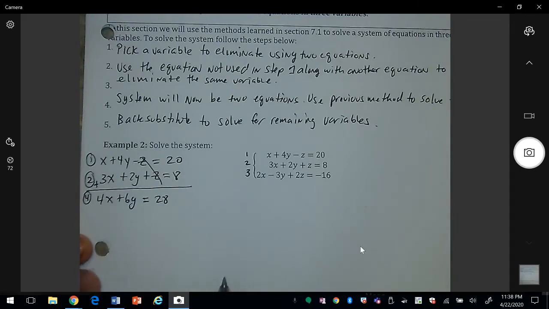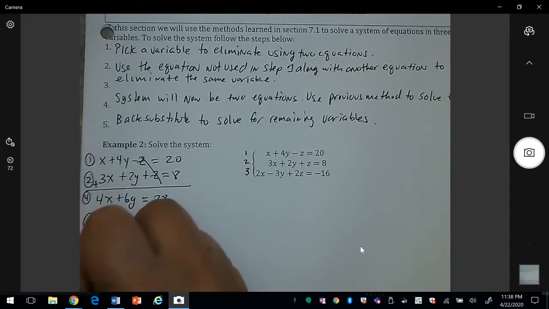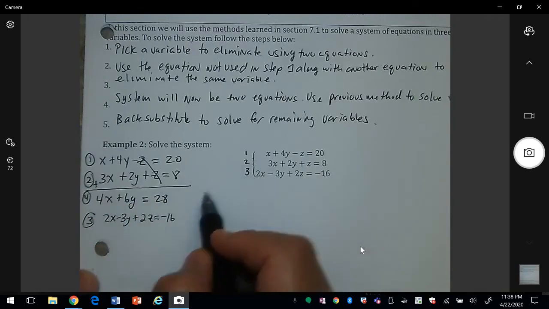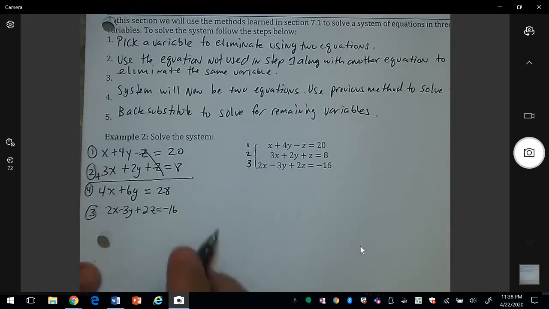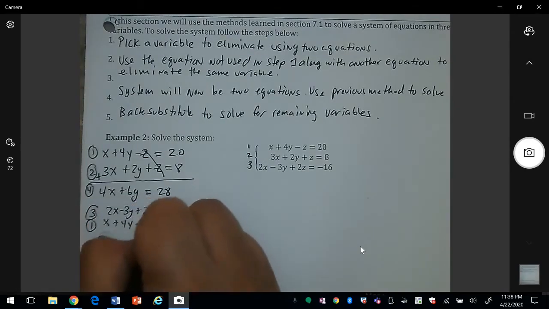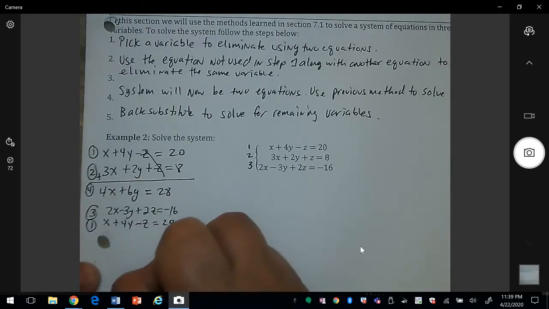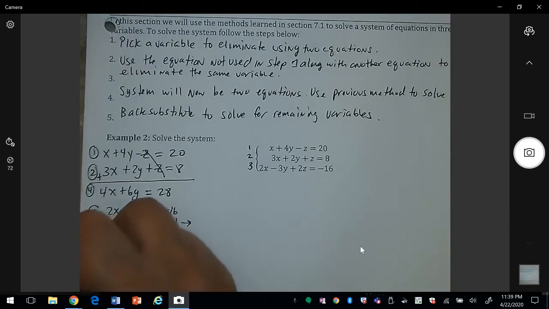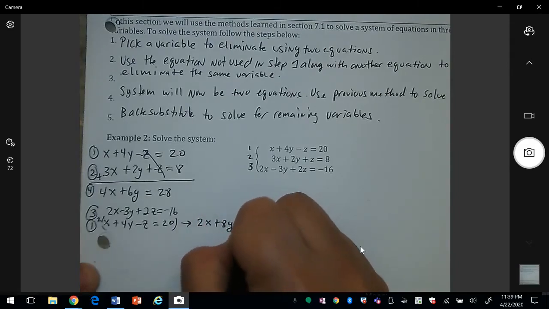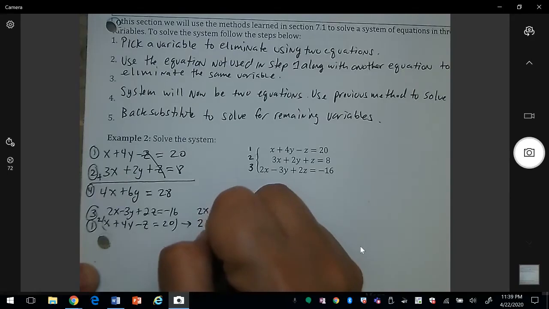Now in step 2, it asks for us to use the third equation since we haven't used it. And we can choose either equation 1 or 2 to help us get rid of the same variable z. So I'm going to use equation 1. And notice that my z's here don't have the same coefficient. So I'm going to rewrite this equation by multiplying all of this by 2. So I end up with 2x plus 8y minus 2z is equal to 40. And then the top one remains the same.